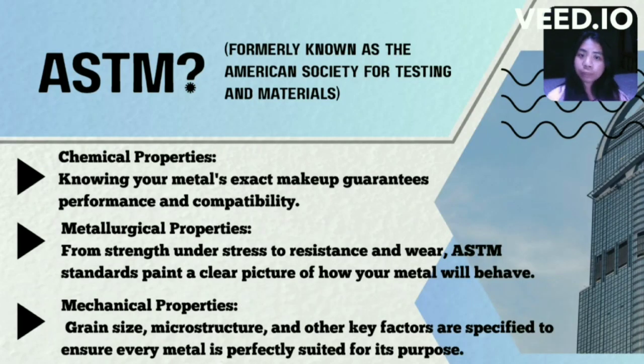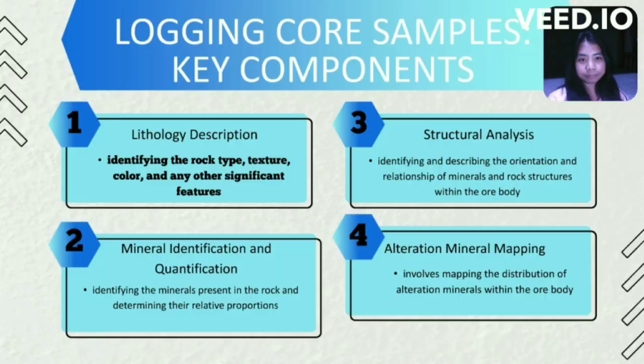ASTM, formerly known as the American Society for Testing and Materials, examines chemical properties, metallurgical properties, and mechanical properties. Here are some logging core samples key components. The first one is lithology description. It is the identifying of rock type, texture, color, and any other significant features. Two is the mineral identification and quantification, wherein identifying the minerals present in the rock and determining their relative proportions.